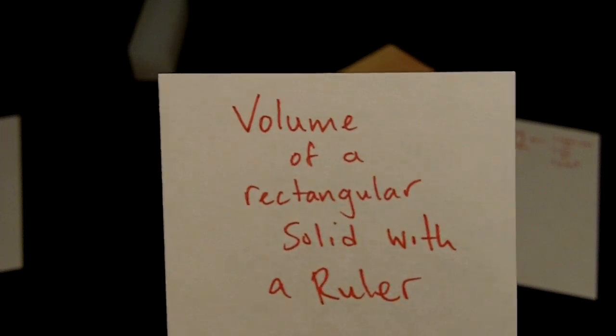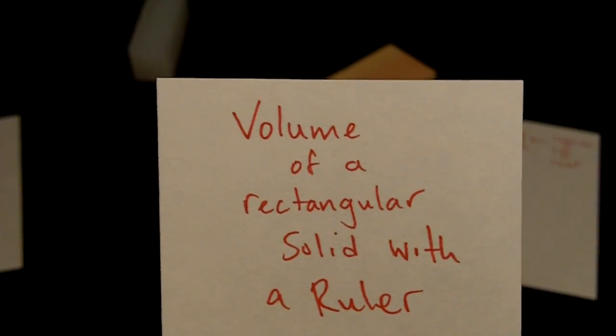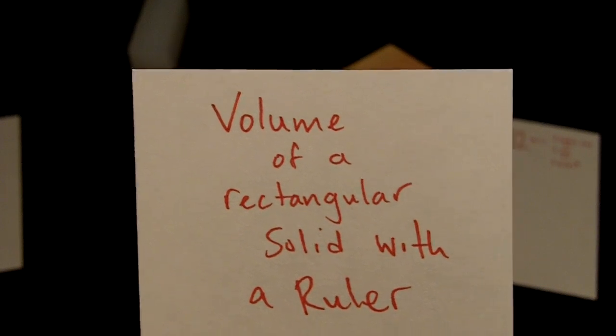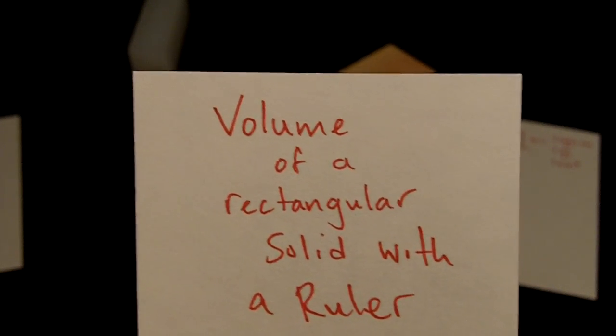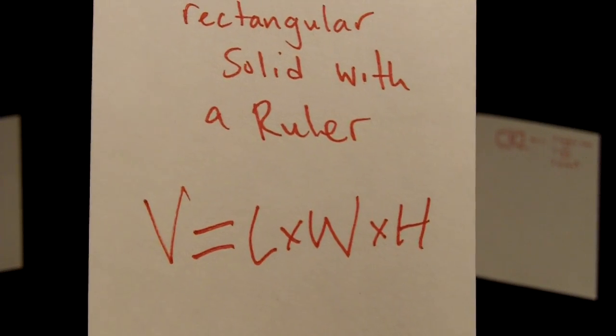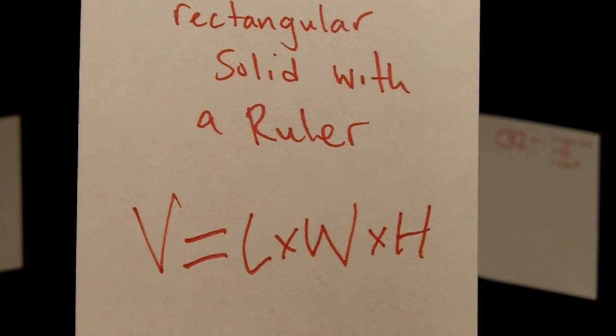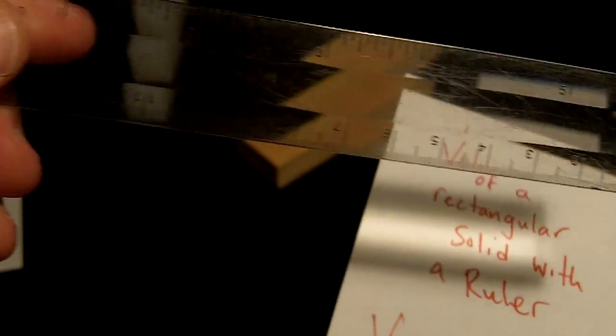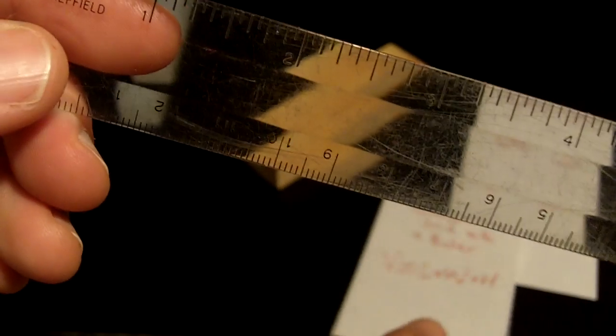Alright, this is station 5. This is all about finding the volume of a rectangular solid with a ruler. The formula that we're going to use is volume is equal to the length times the width times the height. So you can find the volume of a solid using a ruler and just measuring those 3 dimensions.